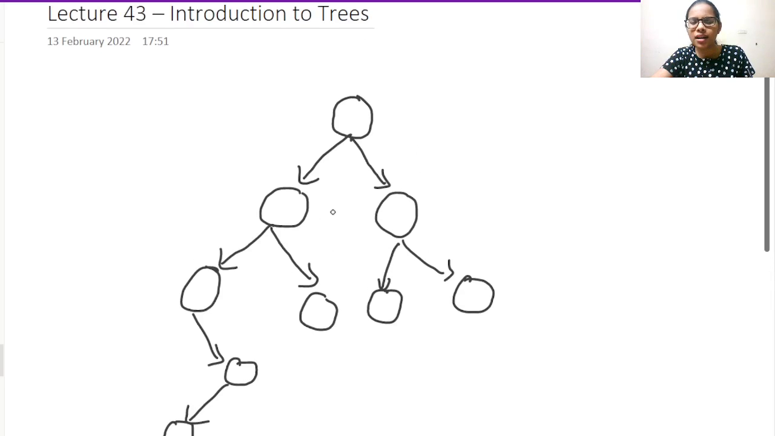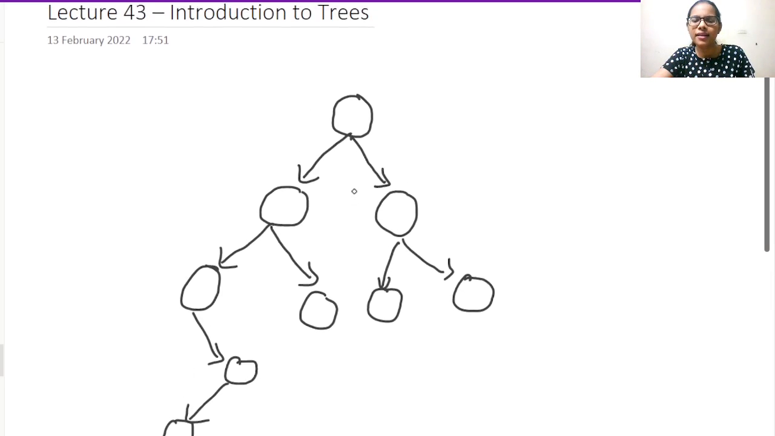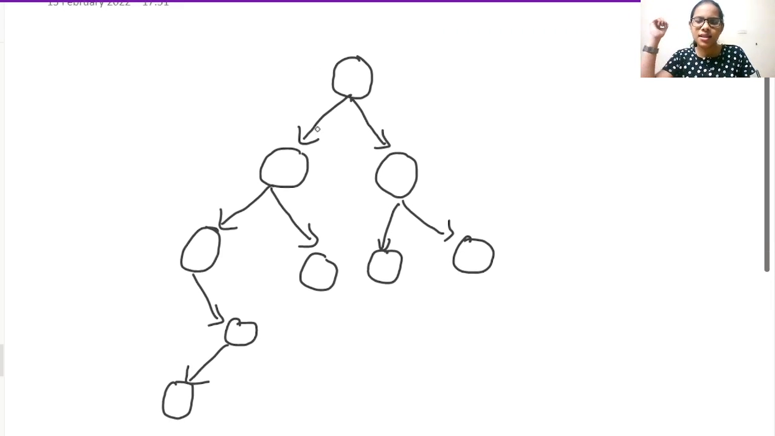So here the tree is a hierarchical representation. This is a tree. Now I am naming the nodes. Let this be 1, this be 2, this be 3, this be 4, 5, 6, 7, 8 and 9. So here we have these many nodes.